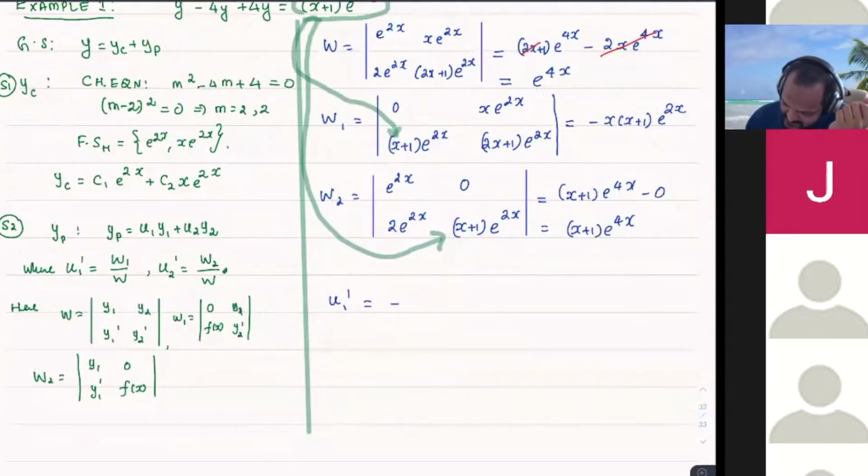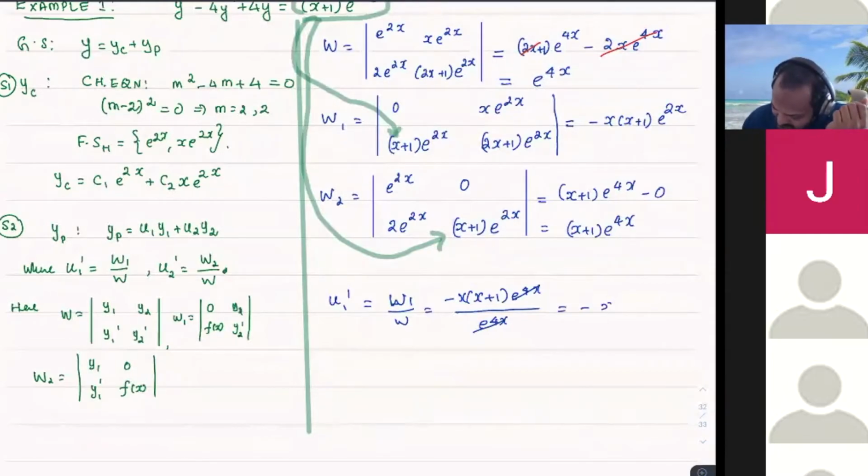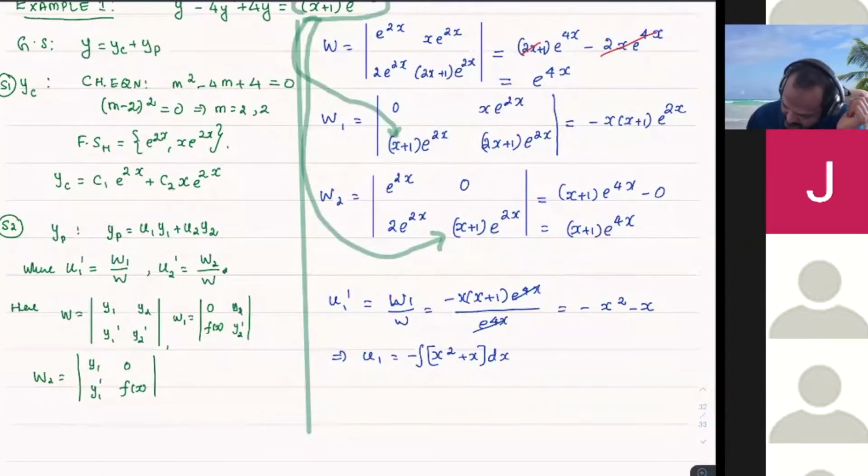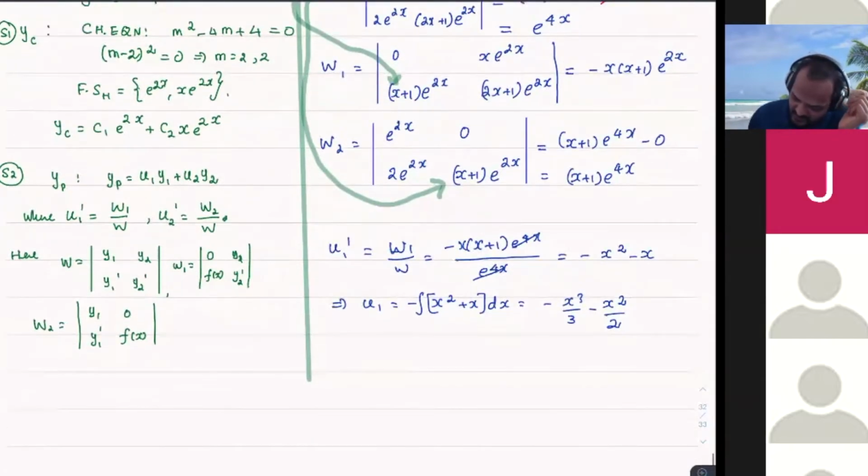U1 prime is going to be negative, in this case W1 over W, which is negative x times x plus 1 e to the 4x over e to the 4x, which you see that these two get cancelled. I have negative x squared minus x, right? And we know how to integrate that. If you integrate that, your u1 would be the integral of negative x squared minus x dx, and that's going to give me negative x cubed over 3 minus x squared over 2. Again, don't worry about the plus c, we are going to take care of it anyway.